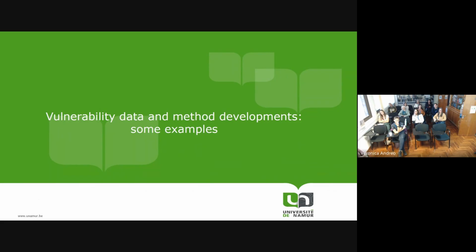But a first part is more about some data and method development on which we work to improve the vulnerability layers, because there are lots of variables that are difficult to include in the risk maps because we don't have data on them, or we need to be a bit creative to include these variables in the models. And then in the second part, I will present 3 of the current PhD projects we have in the group at the moment, and that's built on this.